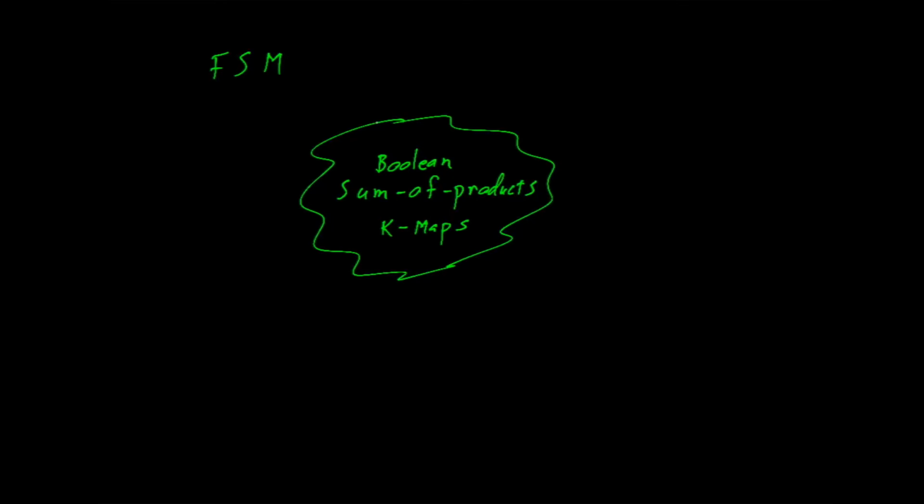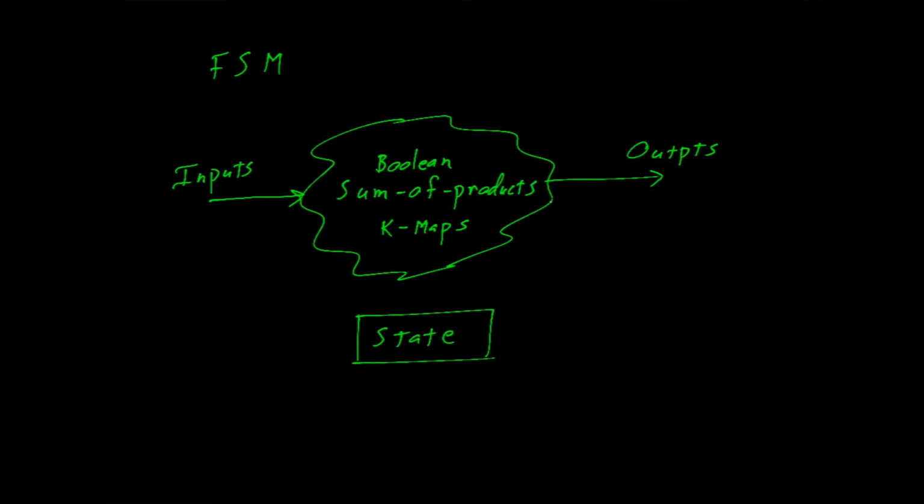We start with a cloud of combinational logic that has inputs and outputs. To that combinational logic, we add a series of flip-flops which hold the state of the machine. The input to the state registers is the output of the combinational logic, and the output of the state register goes back to that same combinational logic.